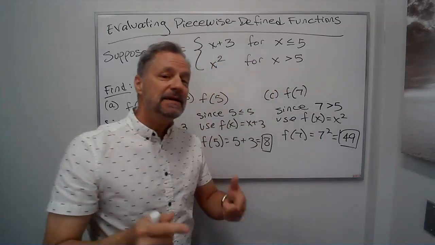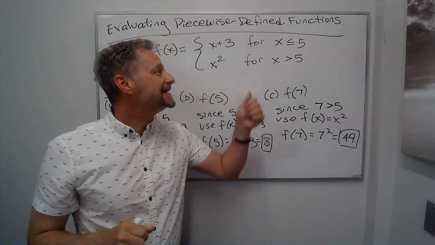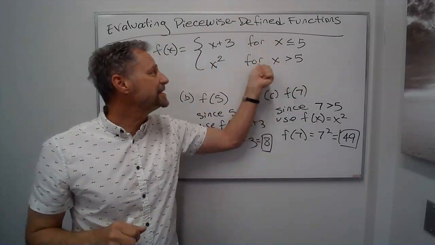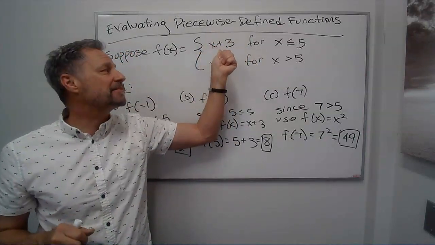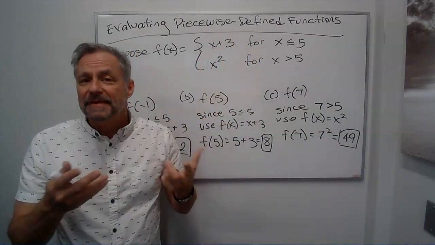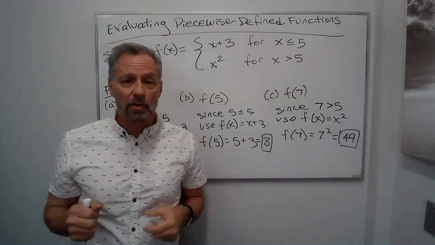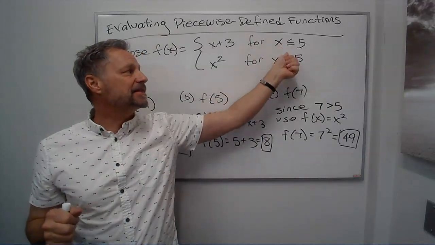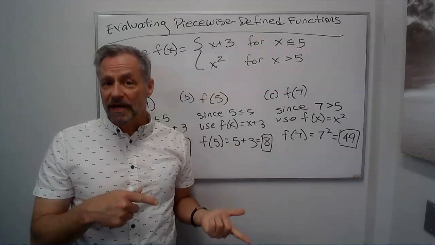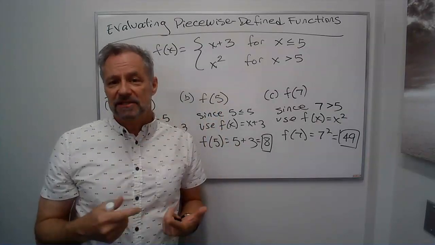And so depending on what your x input value is determines what piece you use. Sometimes they'll give a piecewise function where there may be 3 parts to it. Doesn't matter, piecewise just means there's more than one piece to it, but depending on the x value or the input value you're given, that determines what piece of the function you use.